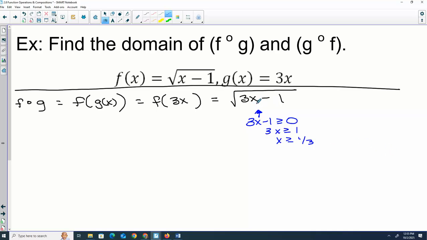Okay, but I have to be able to get to this point. So the very first thing I did is plug it into function g. g is 3 times x. What can I plug in there? Anything, right? There's no fraction, there's no square root. So I could plug in any number I want at the beginning, and at the end I just know it has to be bigger than or equal to 1/3. So my domain, when I put those together, is just 1/3 to infinity. Bracket on the 1/3, parenthesis on the infinity.